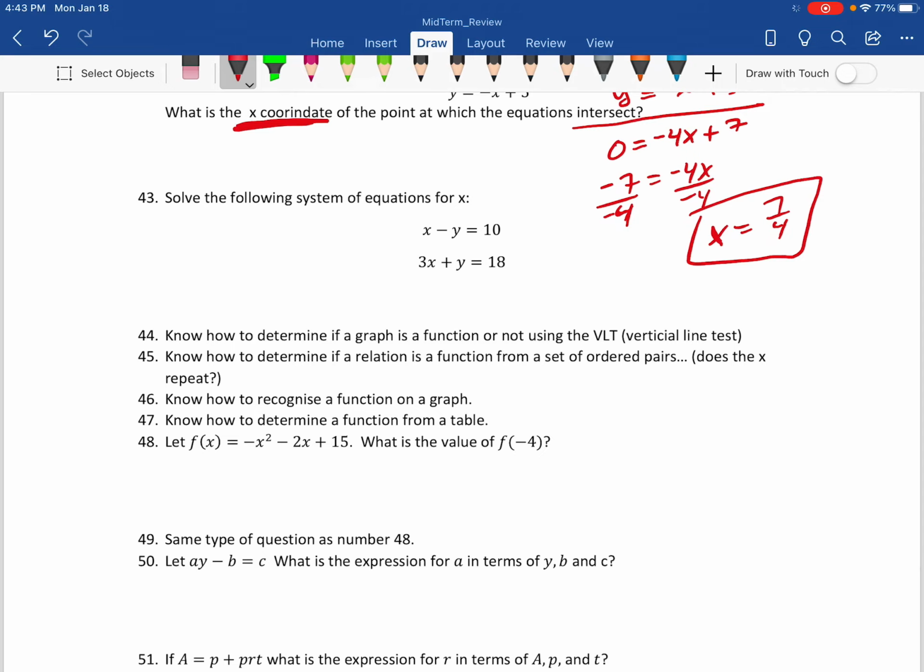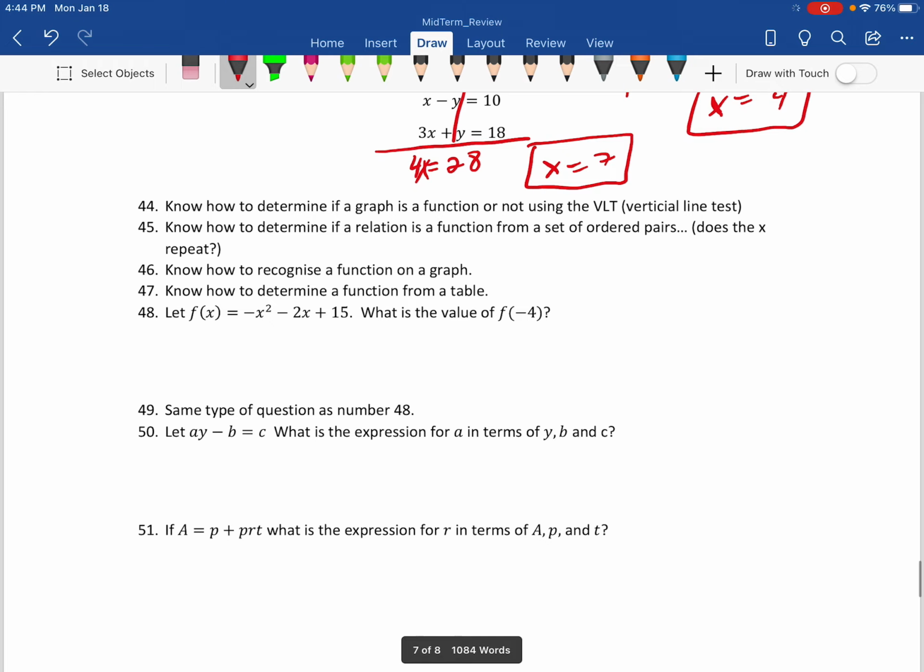Number 43, we're going to solve. It's already set up for me to use the elimination, so I'm just going to eliminate. Those cancel. That gives me 4x is equal to 28. I forgot my x. So 28 divided by 4 gives me 7. So x is equal to 7.